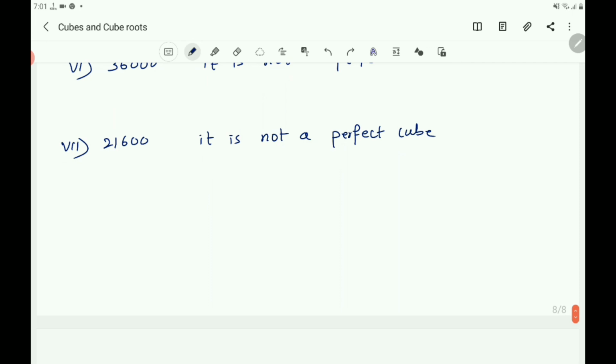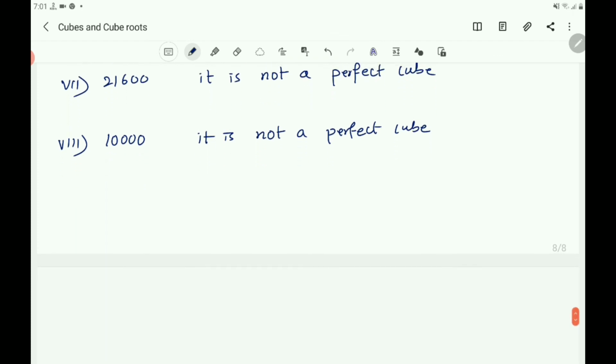Next one is the eighth one, 10,000. And you know that 1 is a perfect cube, but it is having four zeros. It must have 3 zeros or 6 zeros. Therefore it is not a perfect cube. If it is having 3 zeros in front of 1 or 6 zeros in front of 1, then it becomes a perfect cube.